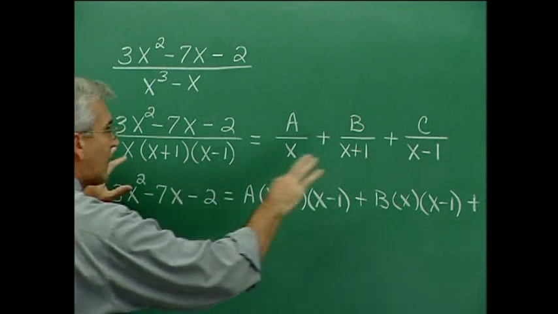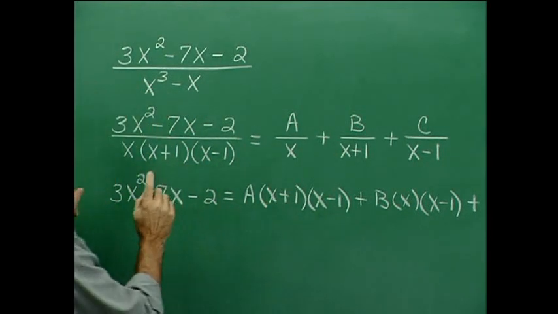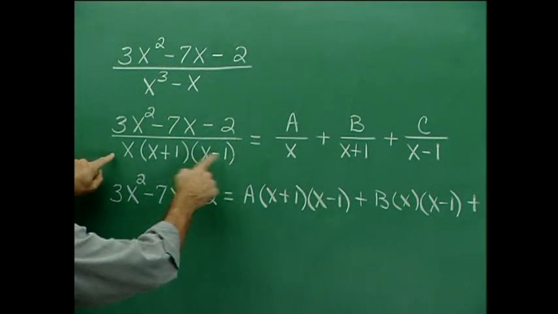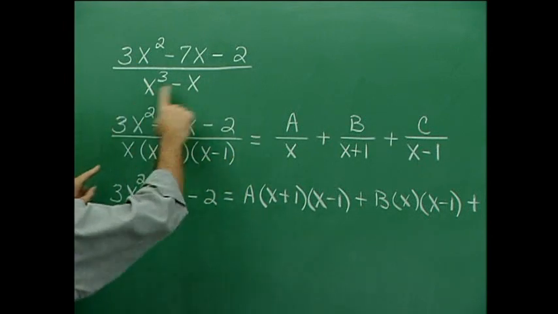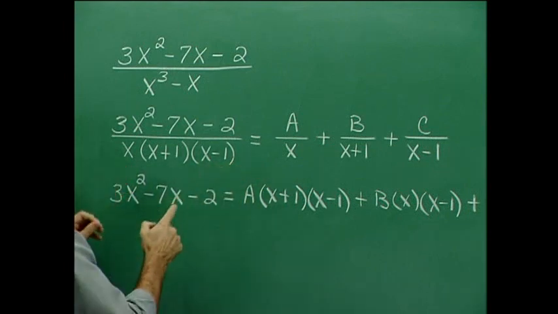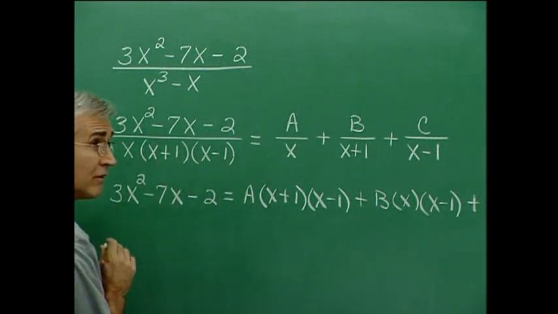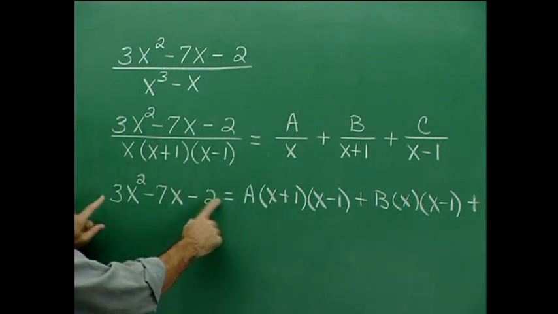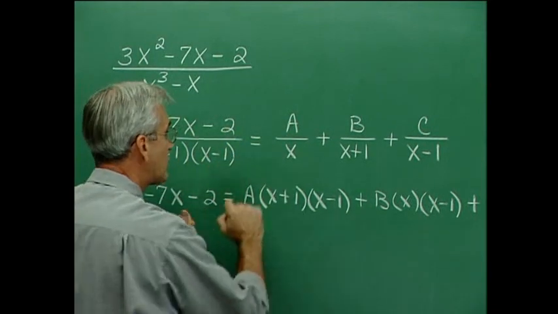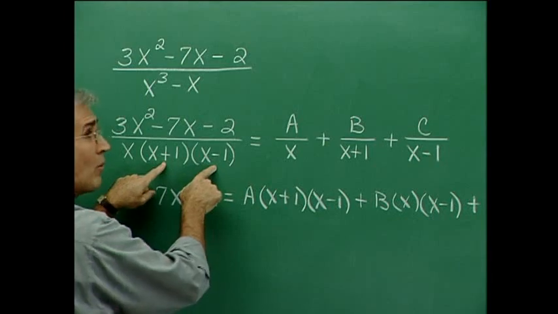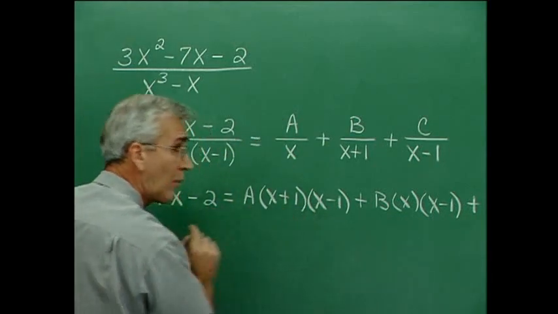All right, we clear the fractions by multiplying through by a common denominator. The common denominator would be the product of all three of the factors here. When we multiply the common denominator times this fraction, the denominator factors will cancel, leaving the numerator. And over here, when we multiply these factors times that fraction, the x's go out, leaving these two binomial factors times a. So that's what we have here.